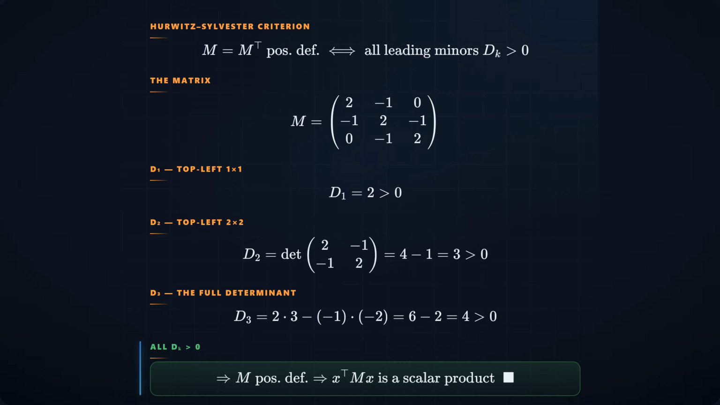All three leading minors are positive, so the matrix is positive definite, and x transpose Mx is a genuine scalar product. On the exam, this is almost always faster than completing the square. Reach for it first.